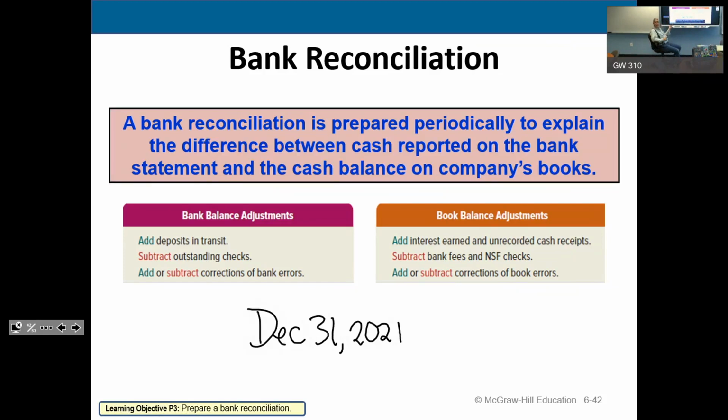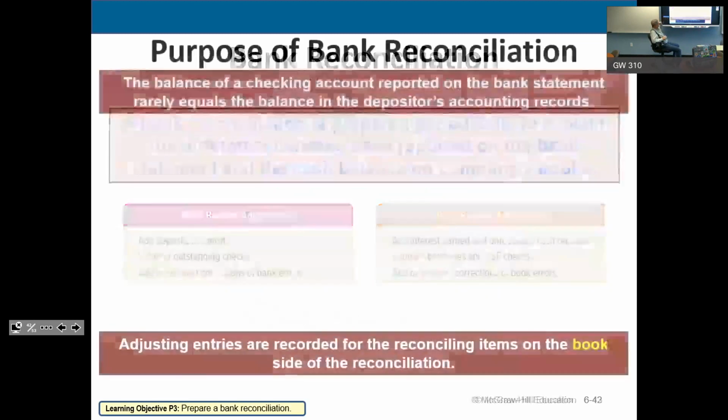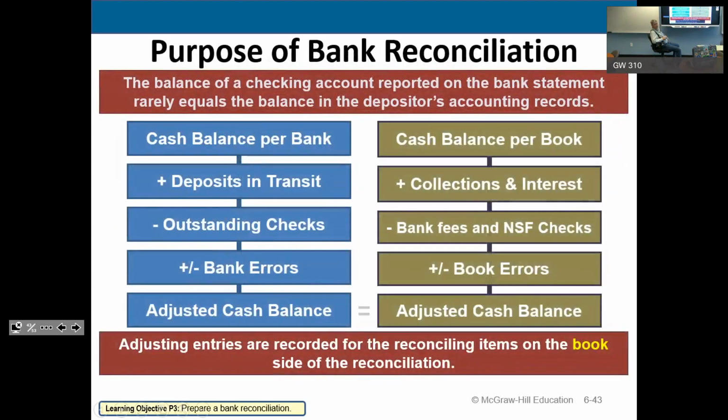So if we made a deposit, let's say that's a Thursday, and then we closed the books, and it didn't make it to the bank because it was the holiday, we got New Year's Eve and all that, and so we got to do something about that. Just like making adjustments for payroll and insurance and all the adjustments you've been making to reconcile the books at the end of the accounting period. Well, we've got to do the same thing with the bank and get everything reconciled.